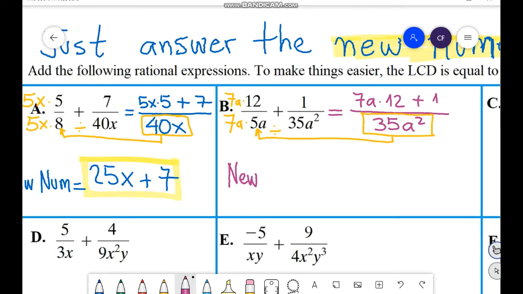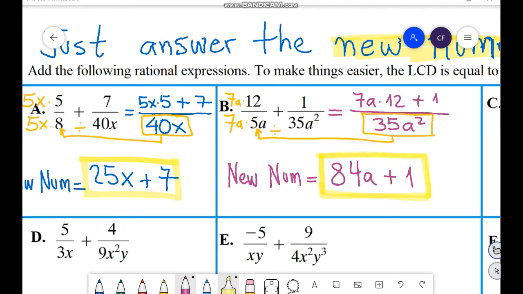The new numerator is equals 7 times 12, 84, a plus 1. If you check the numbers, you will realize lots of numbers are very similar to yesterday's quiz. So if you want to save time, check your work from yesterday, and you're going to find lots of similar numbers, so you don't need to waste time calculating everything all over again.